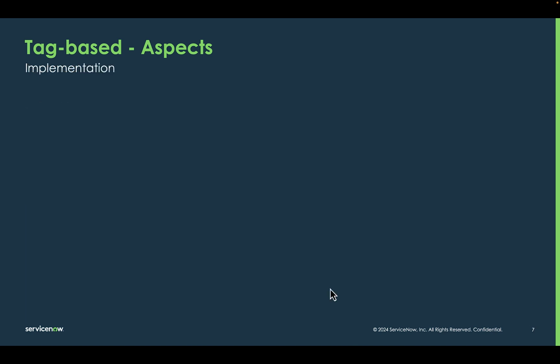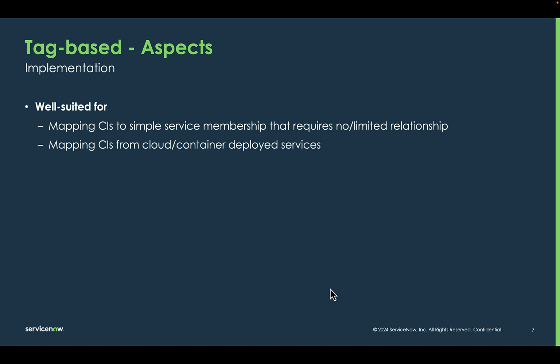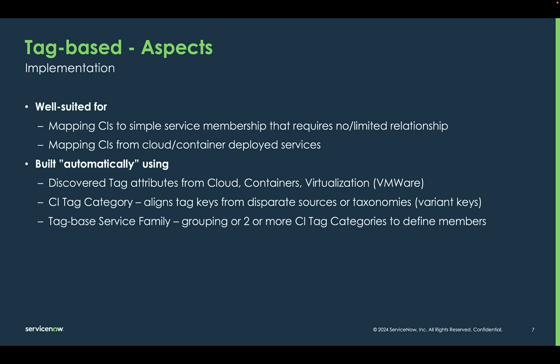Some implementation aspects regarding tag-based application services. They're well suited for simple service membership that doesn't require process-to-process connection or process-to-process topologies. Also, they are best suited for cloud and containerized deployed services. They're built automatically using discovered tag attributes from our devices when they're provisioned, as well as CI tag categories and the grouping of those categories into service families. Once these definitions are established, the service map is built automatically and kept up to date.